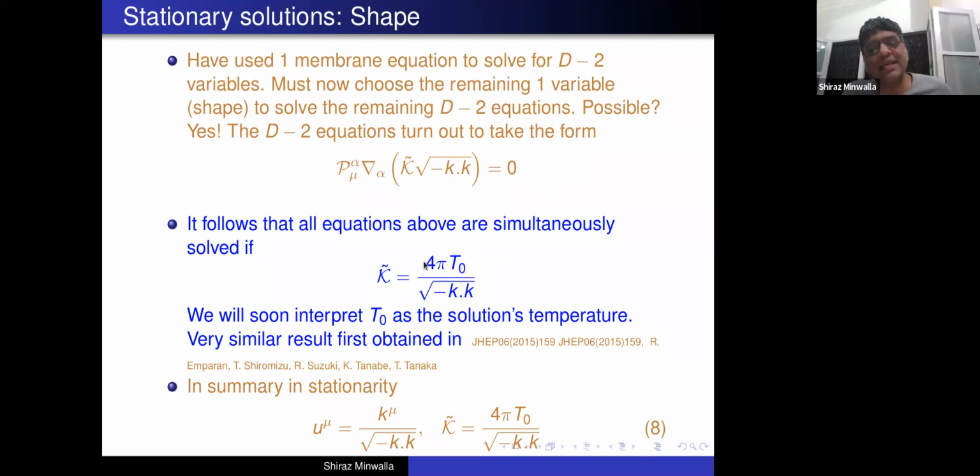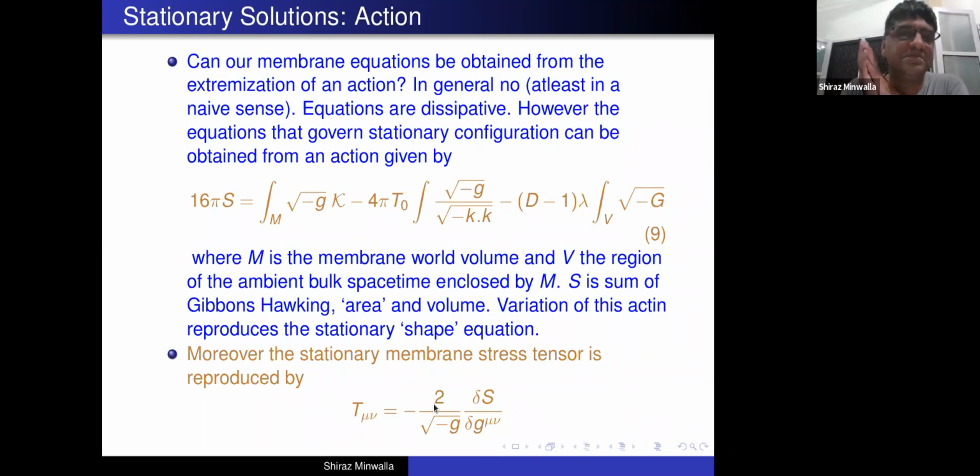Okay, so when κ̃ is 4π/T₀ divided by the square root of minus k·k, all our membrane equations are obeyed, and this gives us stationary membranes. Now we and others have studied these solutions. When you have these rotations, these membranes bulge out into these ellipsoids. That's the centrifugal force that Dan was talking about. You see, that's all accounted for by the membranes. Okay, so in summary, stationarity requires these conditions, and you can easily solve the membrane equations in these limits.